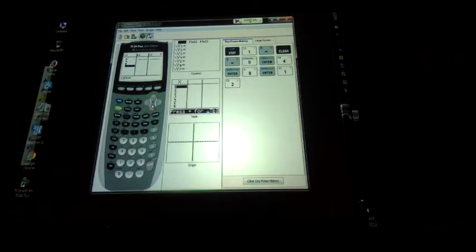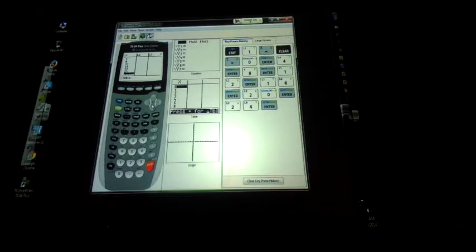Stat. Go into stat. If you have data in there, go arrow up, hit clear, then arrow down, and plug your data in. Looks like I have 0, 4, 8, 12, 16, 20, 24, 28, 32.